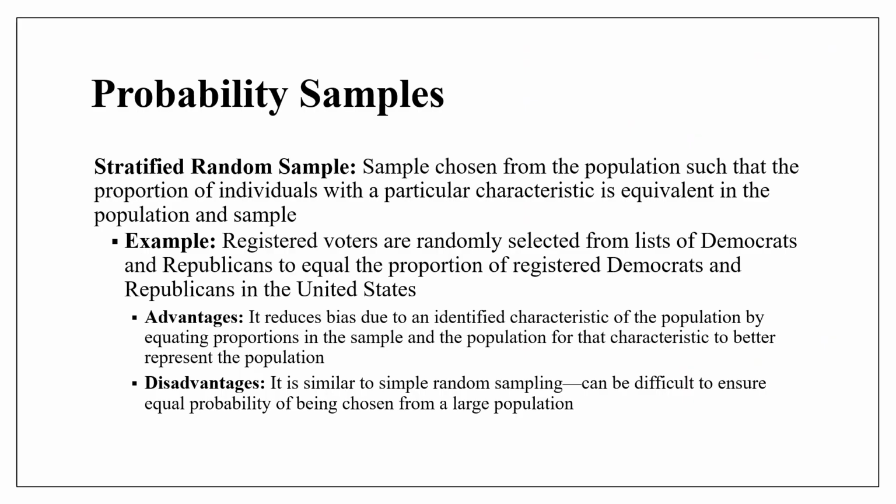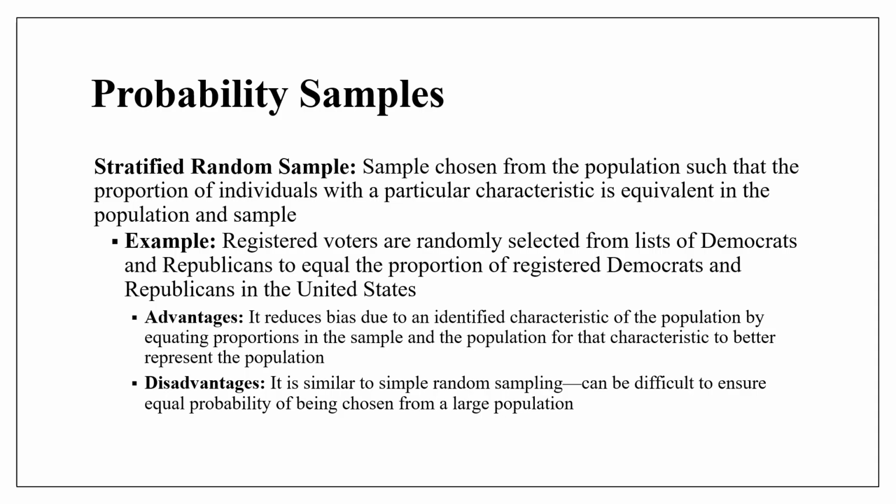This is the last type of probability sample that we're going to discuss, and it is the stratified random sample. It's a sample chosen from the population such that the proportion of individuals with a particular characteristic is equivalent in the population and sample. This means that we're matching the population demographics in our sample so that our sample can best represent the population.